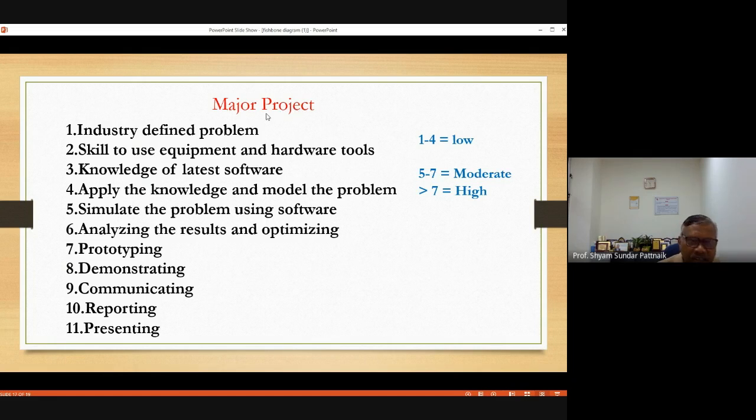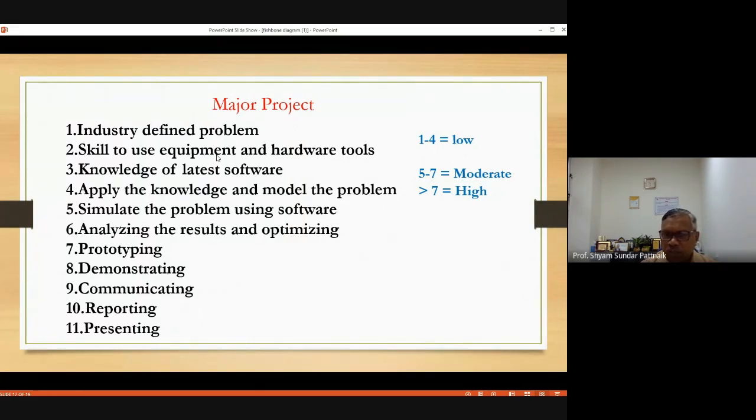The key indicator is that if the major project is a good project, then it is to be defined as an industrial problem, or the industry must launch it as a project for you. So definitely one of the key indicators is that it is an industry defined problem. Then secondly, I see that the student must have the skill to use the equipment and hardware tools. Because if you are going for a major project which is software and hardware both, then the students should be in a position to use the equipment and hardware tools. So their skills should be there.